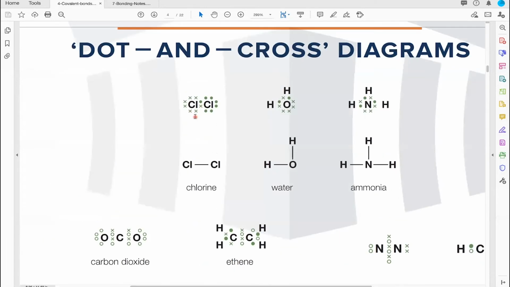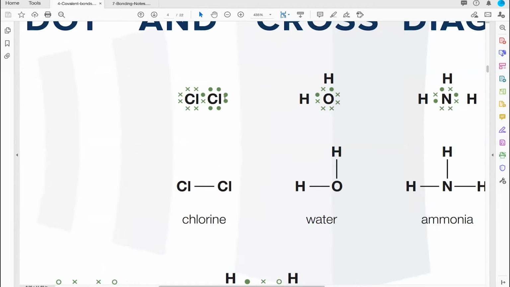For example, over here, I have not drawn these circles around them, but chlorine is in group 7. It has 7 electrons in the last shell. So what does it do? It shares one with the other chlorine, and that way it is able to make this. So this is a dot and cross diagram, and this is called a Lewis structure. Okay, so you should be able to draw both of them.